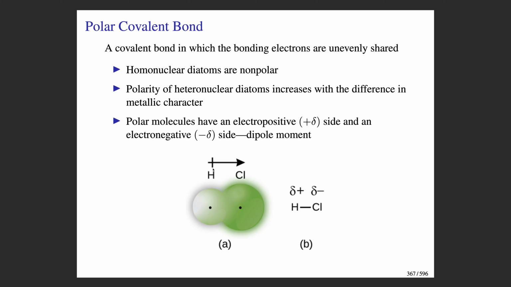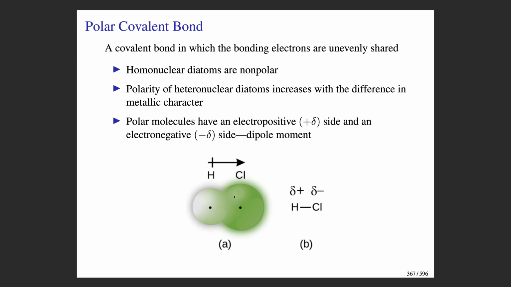And so a good example of that is hydrogen chloride. So this sphere over here represents the hydrogen atom. This one represents the chlorine atom. In hydrogen chloride, chlorine tends to draw the electrons toward itself more so than the hydrogen can. So chlorine is going to take on a partial, that's what this little delta means, a partial negative charge, whereas the hydrogen atom is going to have a partial positive charge. We say that the chlorine side of the molecule is the electronegative side, whereas the hydrogen is the electropositive side.